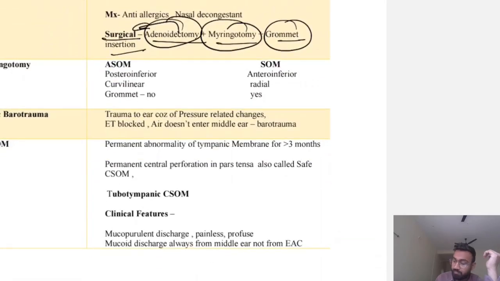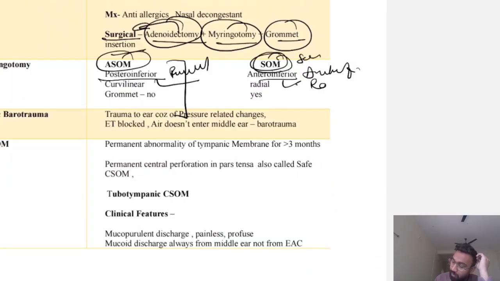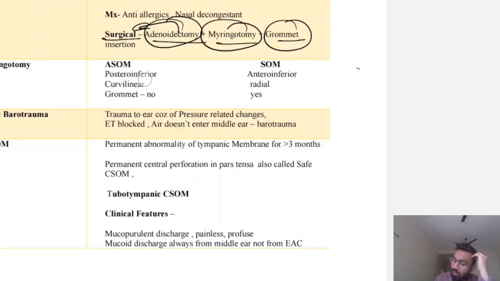Okay. So myringotomy in ASOM, you have to do posterior-inferior. In serous otitis media, you have to do antero-inferior. Curvilinear incision in ASOM. In serous otitis media, it is radial incision. In serous otitis media, you have to insert a grommet. Okay. In ASOM, there is no grommet insertion.